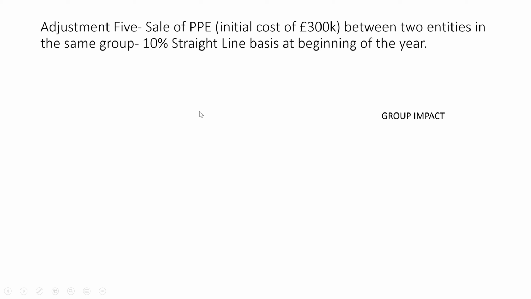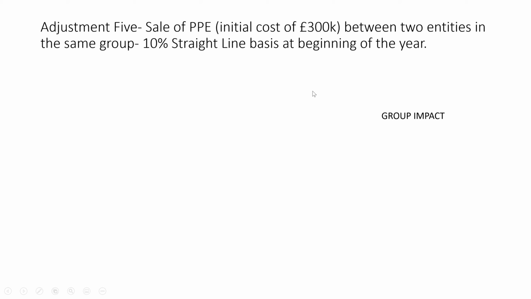Hi everyone, so we're going to continue with our adjustments to consolidated statement of financial position, also known as the consolidated balance sheet. And as I said before, most adjustments are intercompany transactions, and one of the intercompany transactions you can have is where there's a sale of PPE.